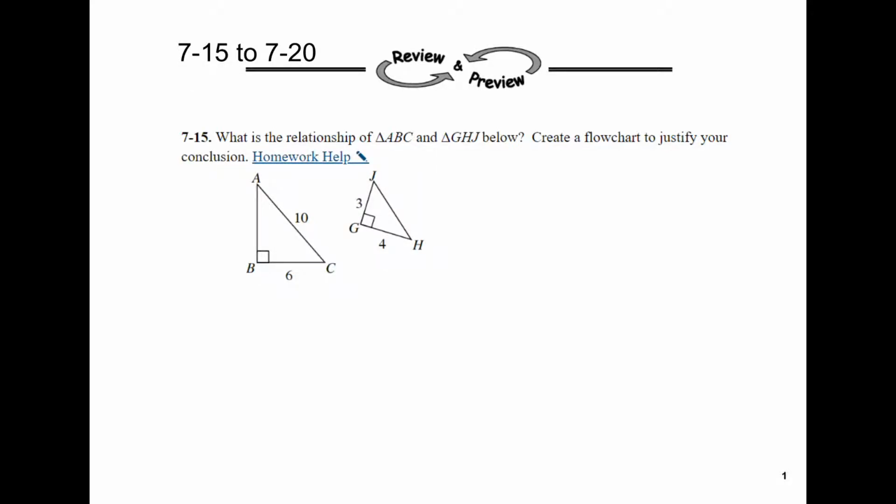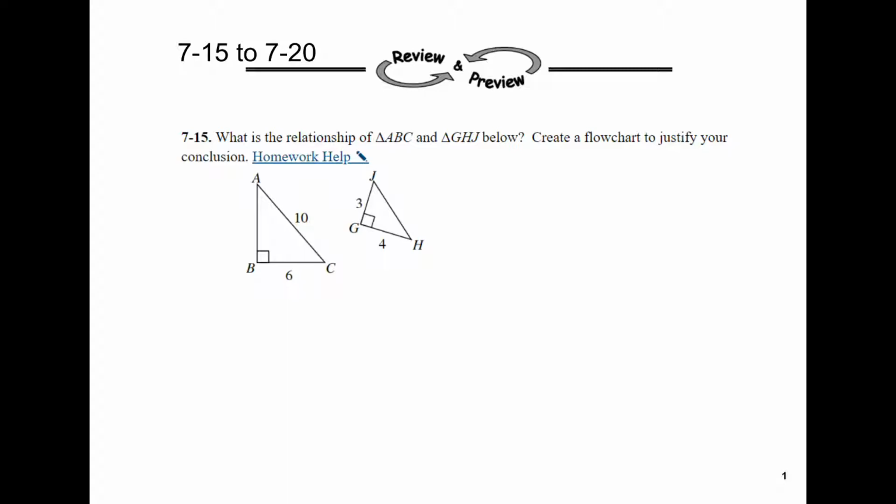Hello there. Today we will be completing the review and preview problems 715 to 720 in the Core Connections Geometry book. 715 says, what is the relationship of triangle ABC and triangle GHJ below? Create a flowchart to justify your conclusion.